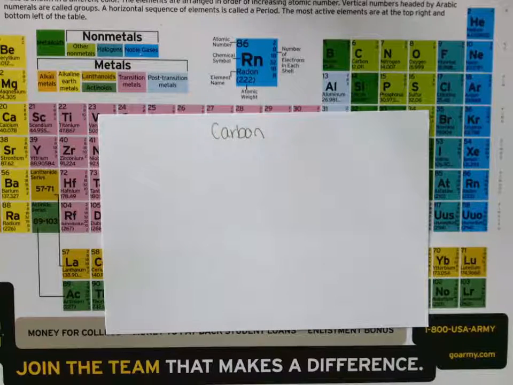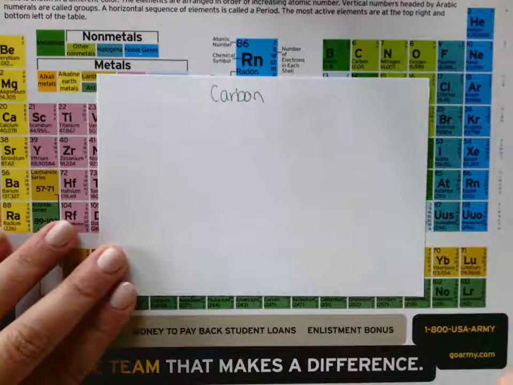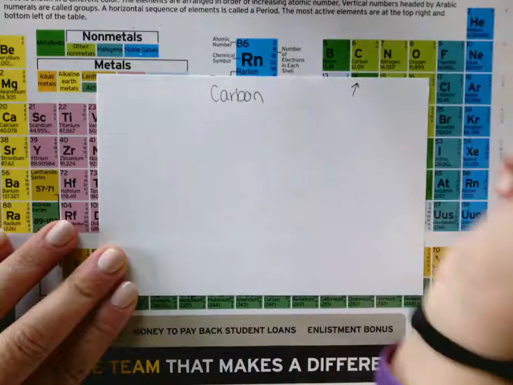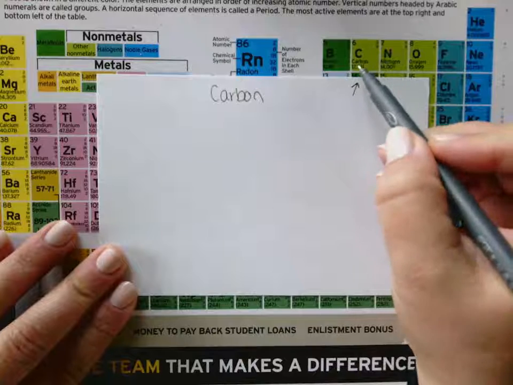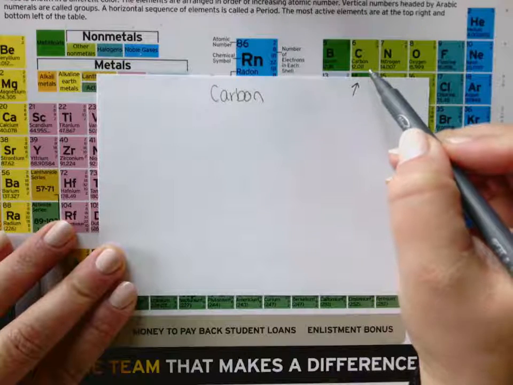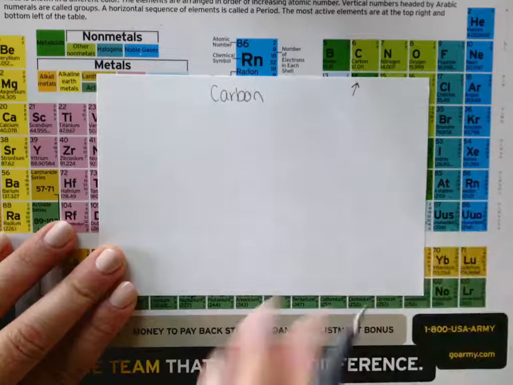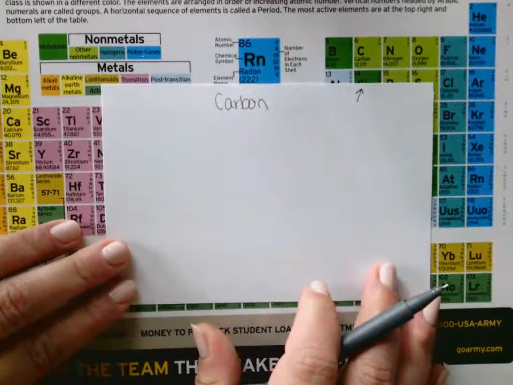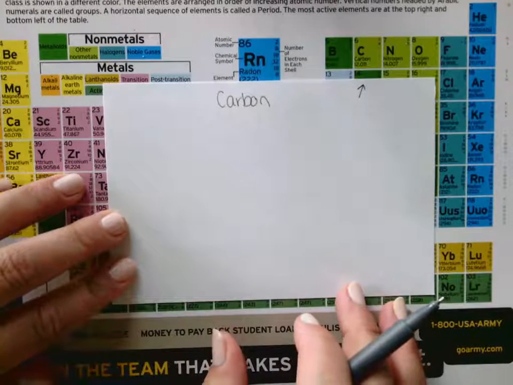So the first example that we're going to look at is carbon. So here's carbon right here on the periodic table. It is element number 6. We can see that here's the C for carbon, the name carbon, and then underneath here is our mass number, okay? So what do those pieces of information tell us, and how can we use them to create our atom?